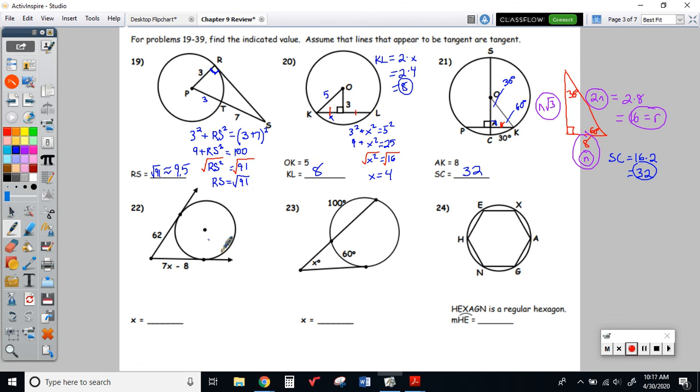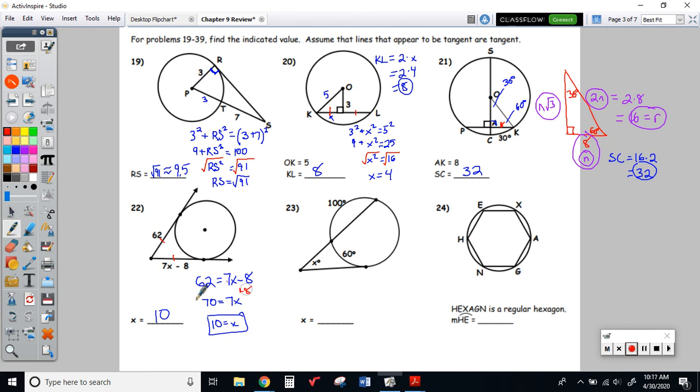Moving on to number 22 then, it looks like we have two rays that are tangent to this circle. A theorem that we learned in this chapter was that anything where you start at the same exterior point and have two tangents to a circle, from that, those two segments created by those tangents, so from the tangent point to the exterior point, are congruent. So we could say 62 equals 7x minus 8. You can add 8 to both sides and get this, and then divide by 7, and you'd get x equals 10. So your answer there should be x equals 10.